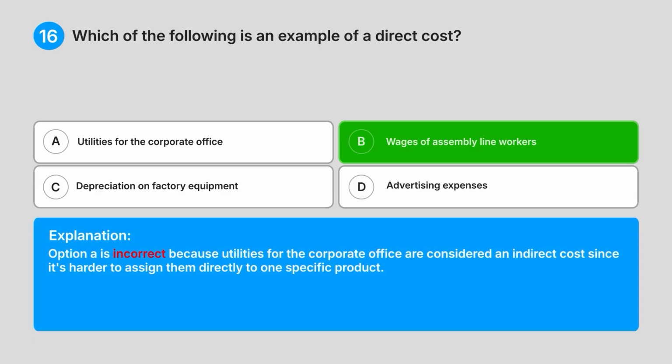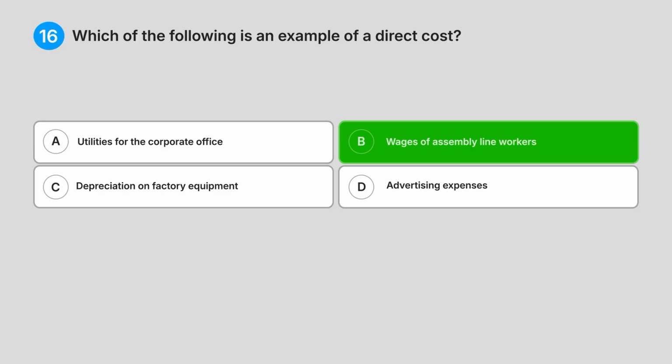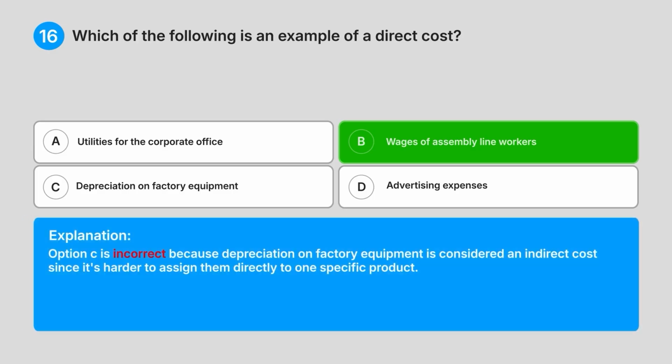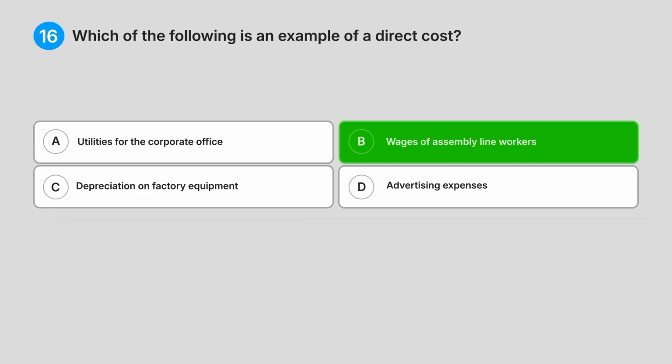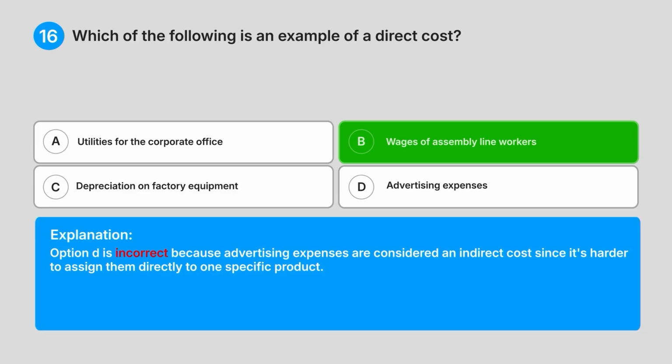Option A is incorrect because utilities for the corporate office are considered an indirect cost since it's harder to assign them directly to one specific product. Option C is incorrect because depreciation on factory equipment is considered an indirect cost since it's harder to assign them directly to one specific product. Option D is incorrect because advertising expenses are considered an indirect cost since it's harder to assign them directly to one specific product.